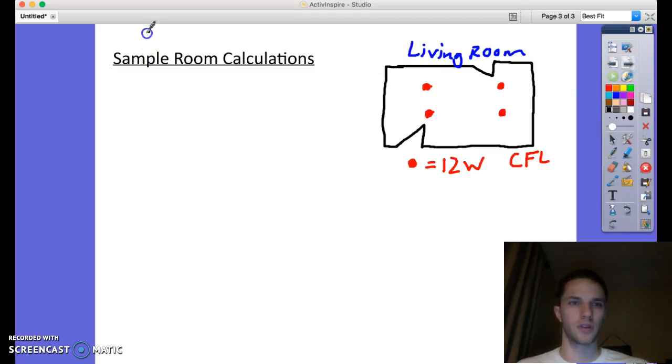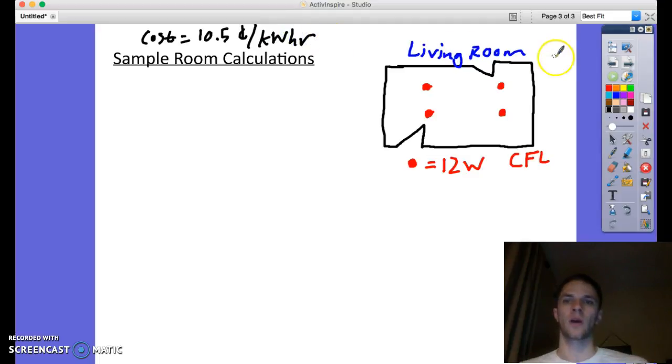So again, just one thing to make a note of, the cost we said was 10.5 cents per kilowatt hour. Okay, so let's say this is one of the rooms in my house that I'm designing. And again, you're going to need to do this for each room in your house.